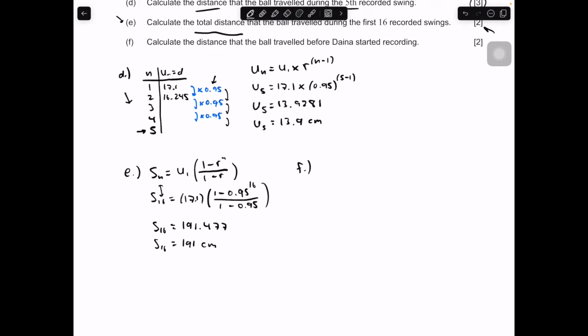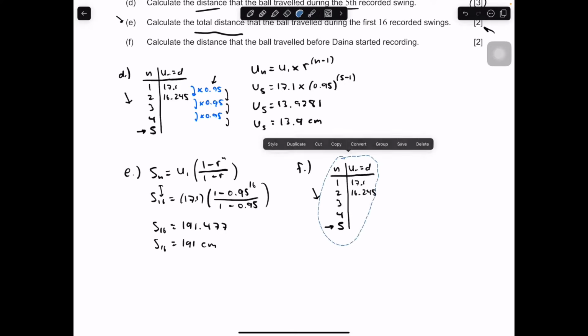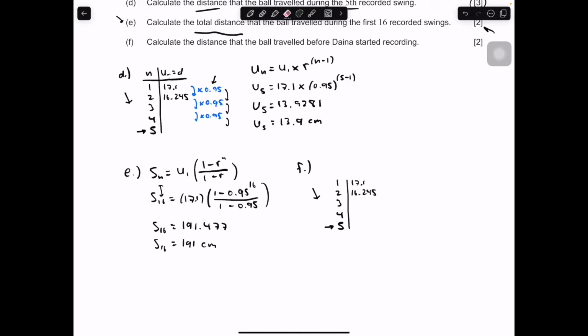Calculate the distance that the ball traveled before Dana started recording. That's interesting. Okay. Let's actually make use of this table. I'm going to copy it and put it here and modify it just slightly. So we know this was the first swing, and this is n, and this is un, or simply the distance that it's traveled. And we said earlier that we're multiplying by 0.95 to go from one term to the next. And so the question is, well, what is the 0th?